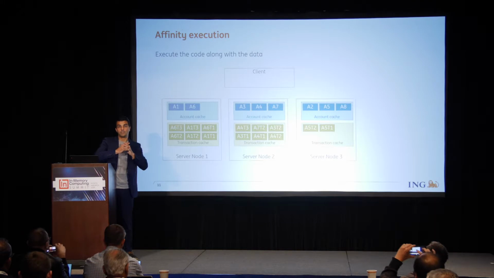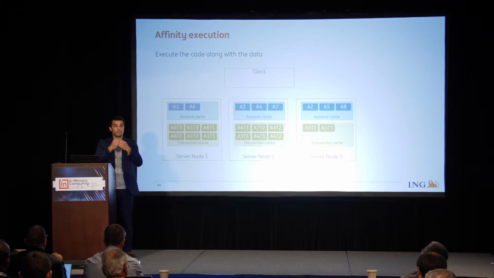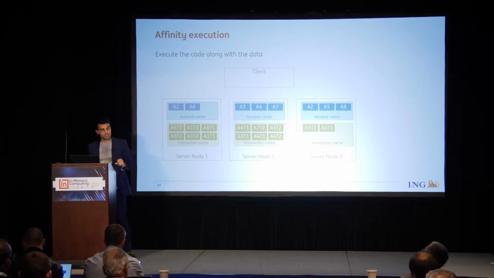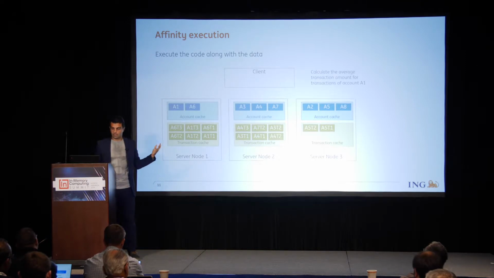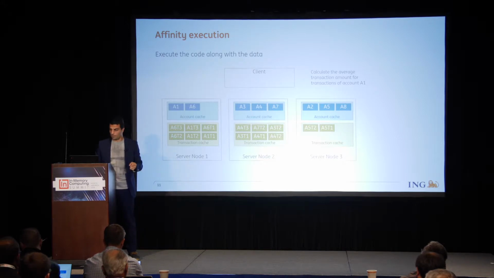I want to send the task to execute to the node where the data is. I don't want to get all the information from the node. So we will minimize the round trips in terms of communication between the different nodes. So let's say I want to calculate the average amount of a transaction for a given account. Let's say account one. So I prepare this compute task.